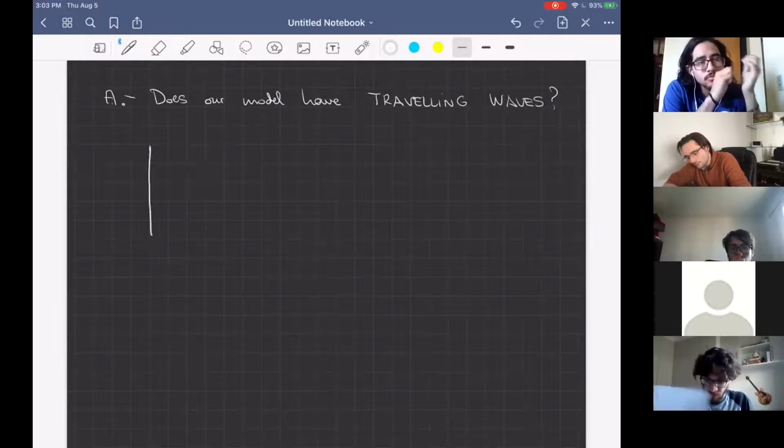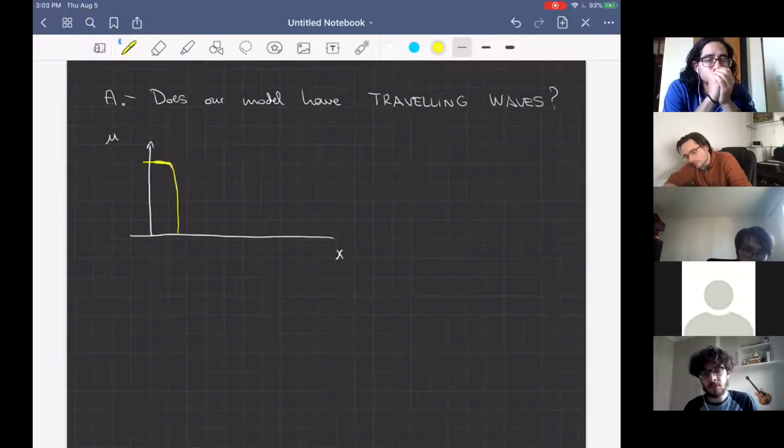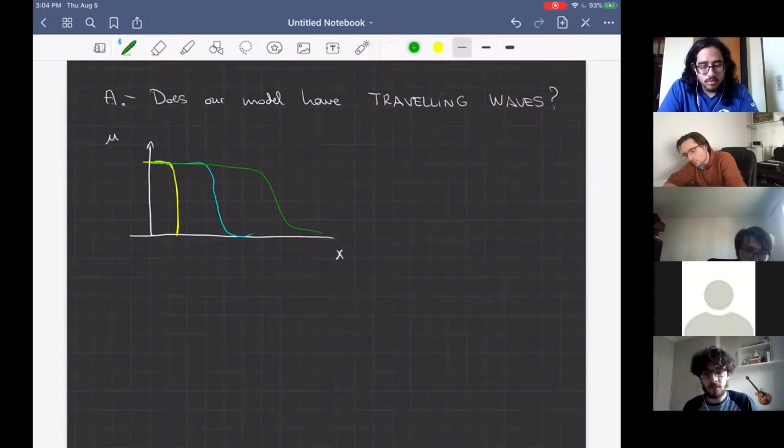So what I am asking is, imagine guys that this is u and this is x. If at time equal to 0, I start with a solution that is something like this, what I am going to ask is if the evolution of this solution is such that this front is going to travel with time. And this is going to be T2 prime, this is going to be T prime, and this is going to be T0.